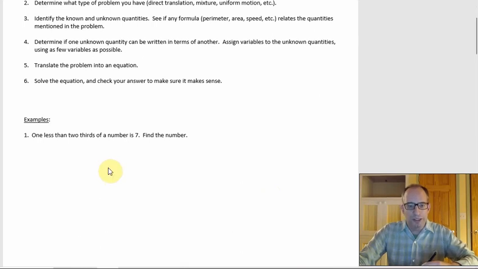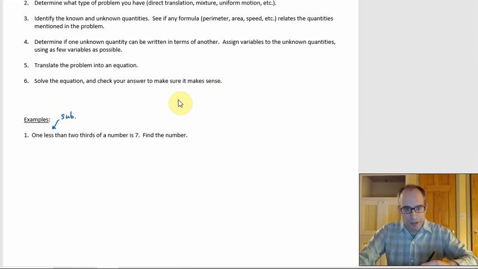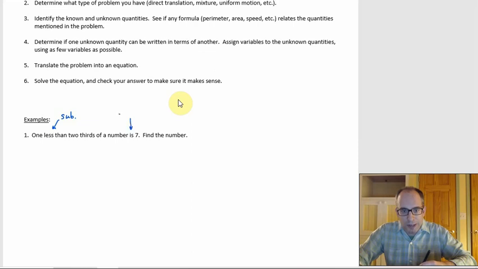So 1 less than 2/3 of a number is 7. So there are 2 that jump out right away, I think. One of them is the word less, because that is subtraction. So less right there, I'm going to say that's subtraction. Then 1 less than 2/3 of a number is 7. The word is you could actually replace with an equals, and this would read the exact same way. But symbolically, the equals is the thing that you actually draw. So I'm just going to put that in too. And I'm going to say the word is going to turn into an equals.